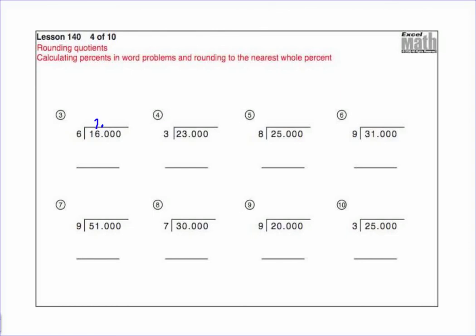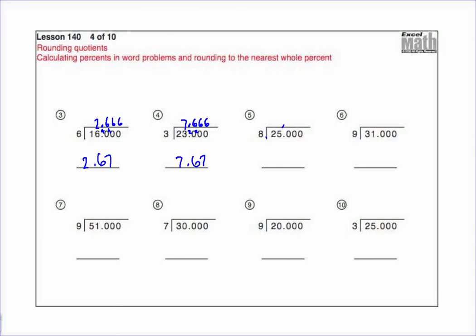6 goes into 16 twice. That's 12. Remainder 4. 6 goes into 46 times. That's 36. Remainder 4. You can see we're just going to keep getting 6. And so your rounded answer should be 2.67. 3 into 23. 3 goes into 23 7 times. That's 21. Remainder 2. 3 goes into 26 times. That's 18. Remainder 2. So the answer is 7.67. You got to round up on that one as well.